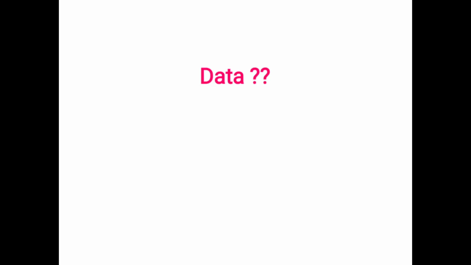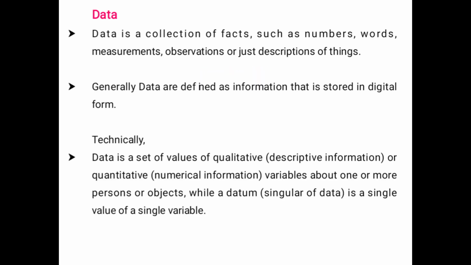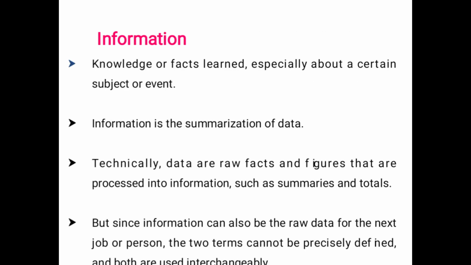So next, what is data? Data is nothing but a collection of facts such as numbers, words, measurements, observations, or just a description of things. Generally, data are defined as information that is stored in digital form. Technically, data is a set of values of qualitative or quantitative variables about one or more persons or objects, while a datum is a single value of a single variable.